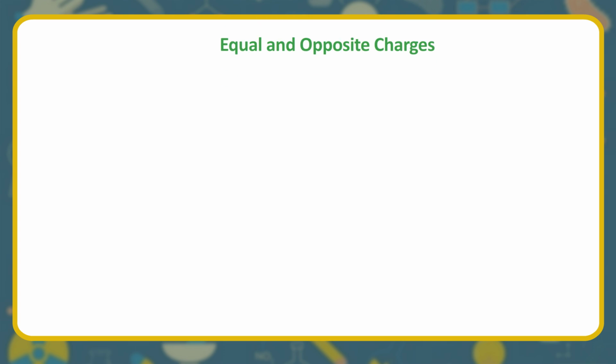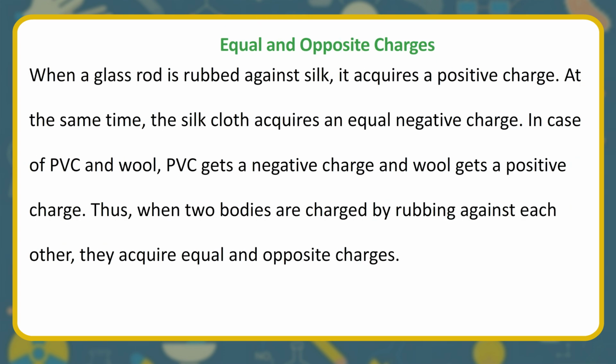Equal and opposite charges. When a glass rod is rubbed against silk, it acquires a positive charge. At the same time, the silk cloth acquires an equal negative charge. In case of PVC and wool, PVC gets a negative charge and wool gets a positive charge. Thus, when two bodies are charged by rubbing against each other, they acquire equal and opposite charges.